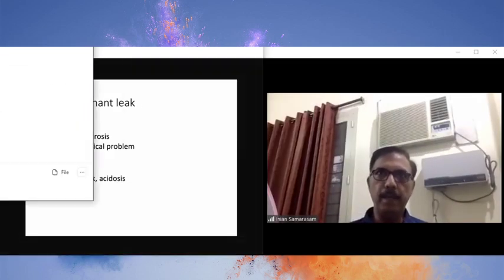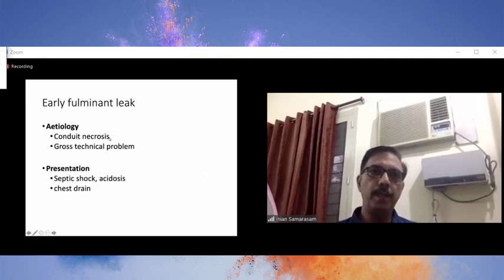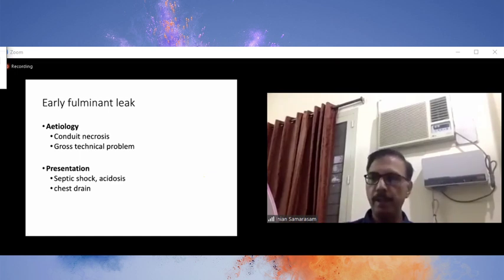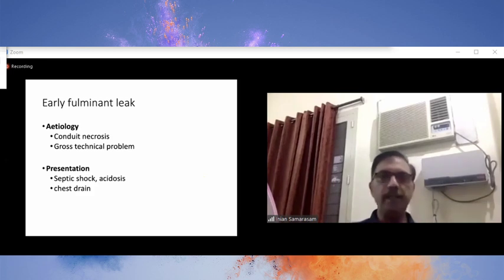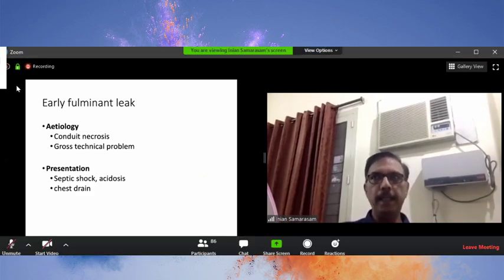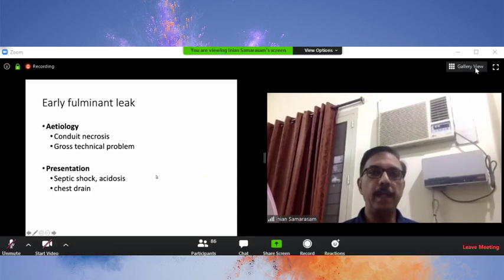If you look at early fulminant leak, these can be quite morbid. Conduit necrosis is a major problem, so you need to pick it up early. So in a post-operative patient who becomes sick, they may manifest these very subtle signs. Maybe they may go into atrial fibrillation, they may go into arrhythmia. So you need to be able to pick this up early. That is crucial in salvaging the patient. And it usually means a technical problem.